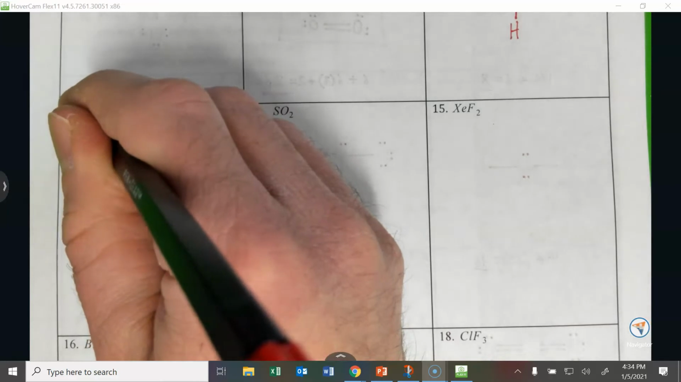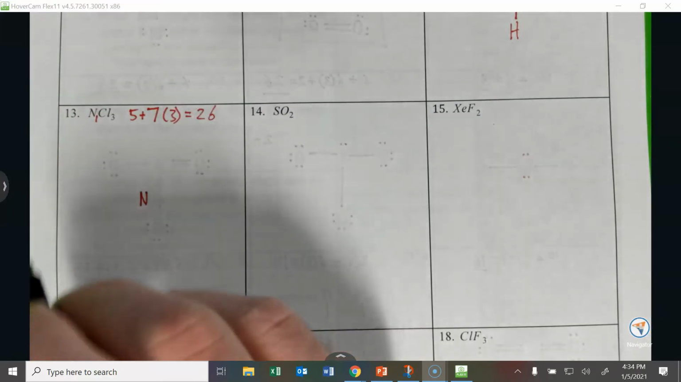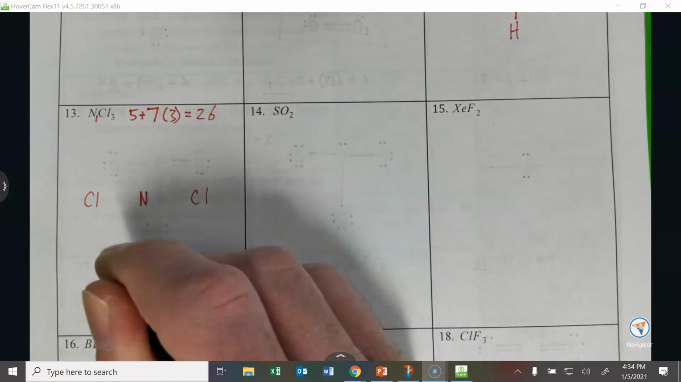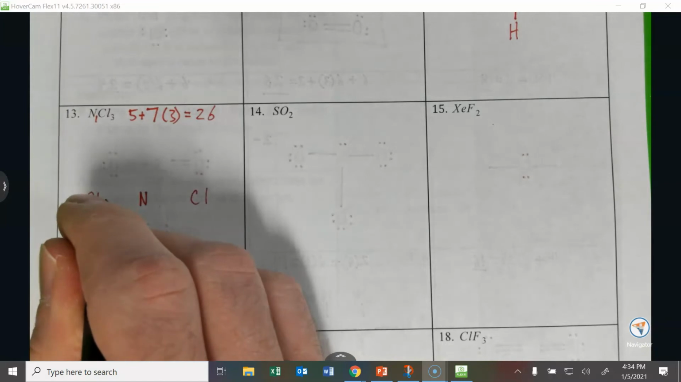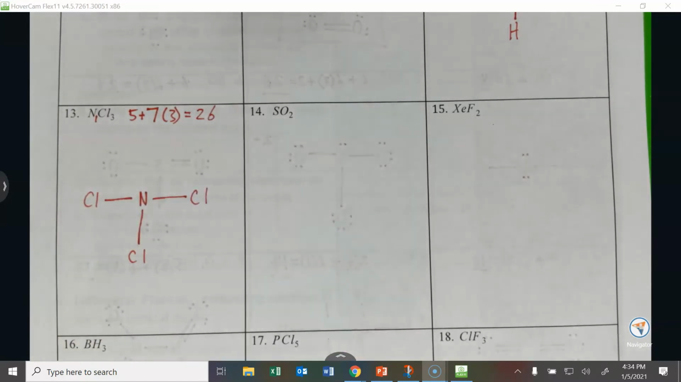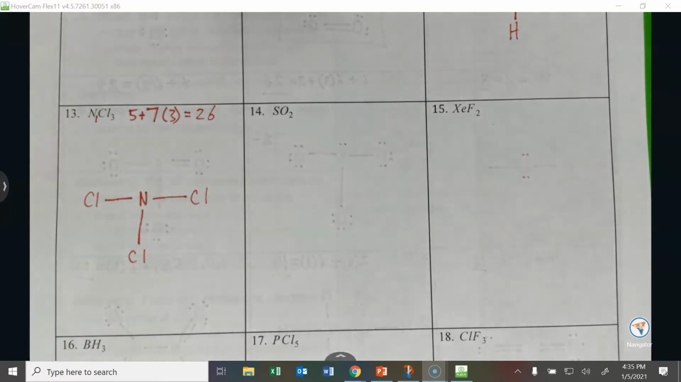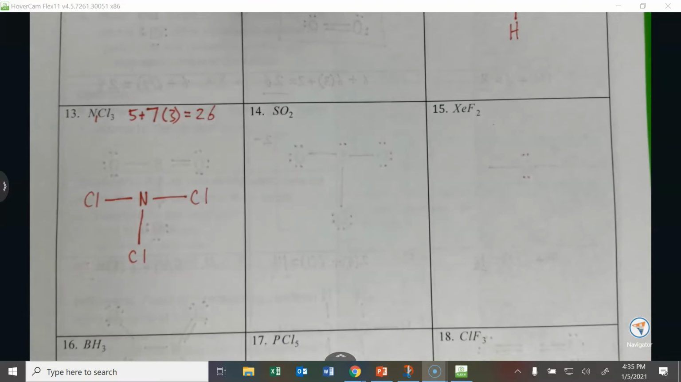Nitrogen, since there's only one of them, goes in the middle. Then I have 3 chlorine atoms. We're going to put one here, and one here. Okay. Connect them with lines. 1, 2, 3. Each of those is 2, so that's 6 valence electrons. All right. That's our skeleton. Now let's look at the outsiders. Our outsiders are chlorine. They each want 8 valence electrons.